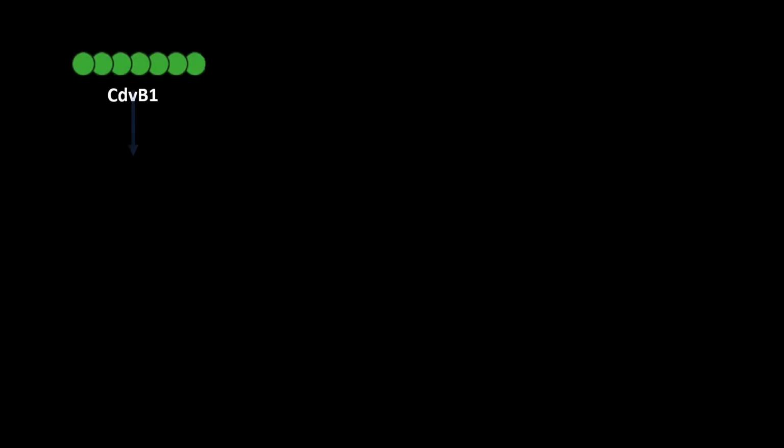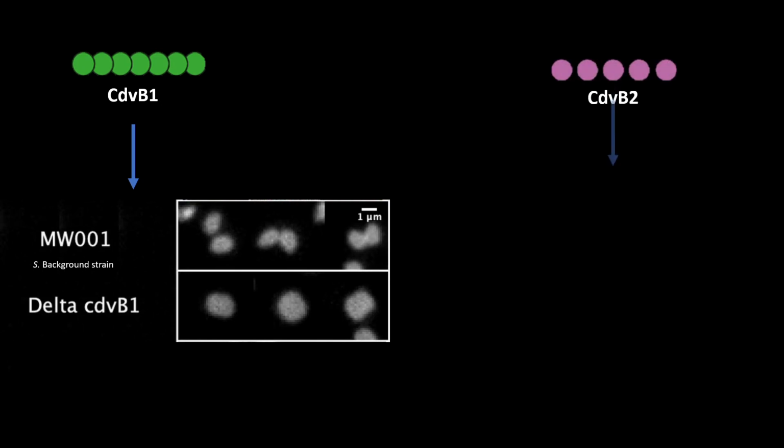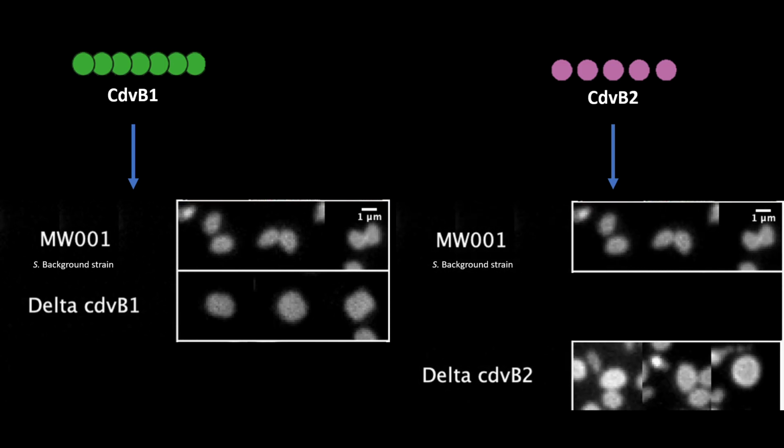CdvB1 deletion strains maintained symmetric division but showed occasional division failures, wherein cytokinesis halted midway and the nascent daughter cells fused back together to give a single cell carrying two spatially separated and compact chromosomes. On the other hand, CdvB2 deletion strains had severely impaired growth. These showed asymmetric division with high variance in the daughter cell size.